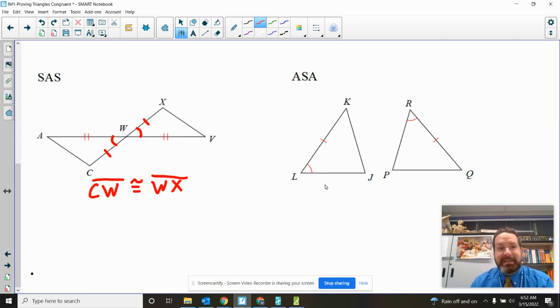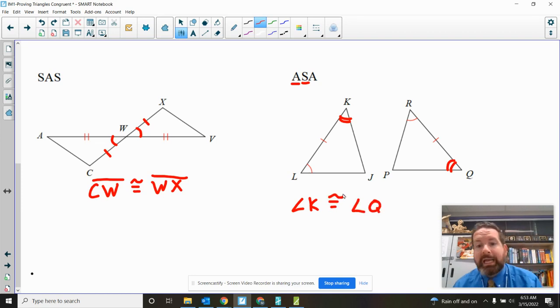And then lastly, let's do an ASA. We've got a marked angle. We've got a marked side. We just need the other marked angle. Remember, order matters. Angle, side, angle. So it's got to be this K angle in the first. Angle, side, angle. Just follow that path. And it's got to be that Q angle in the bottom. And those are the two types of problems you'll see on your practice.